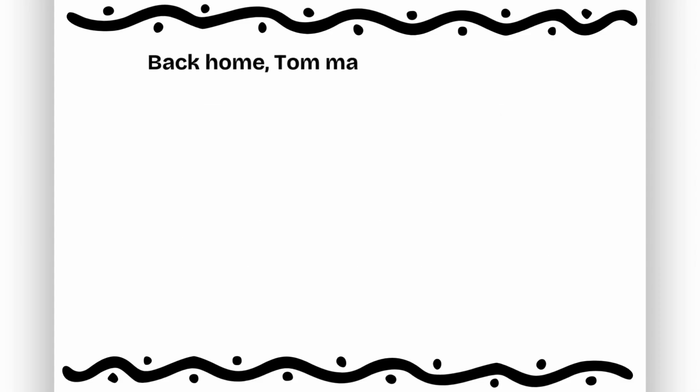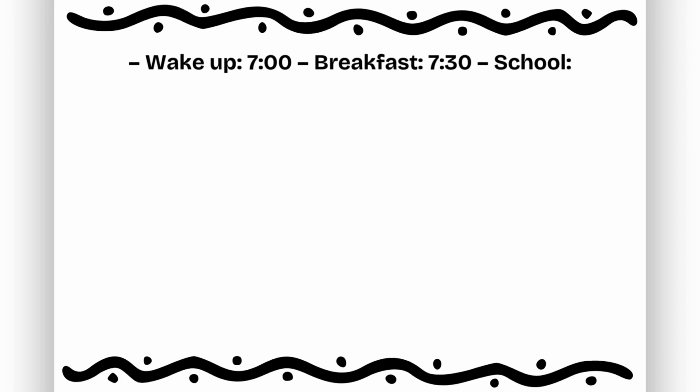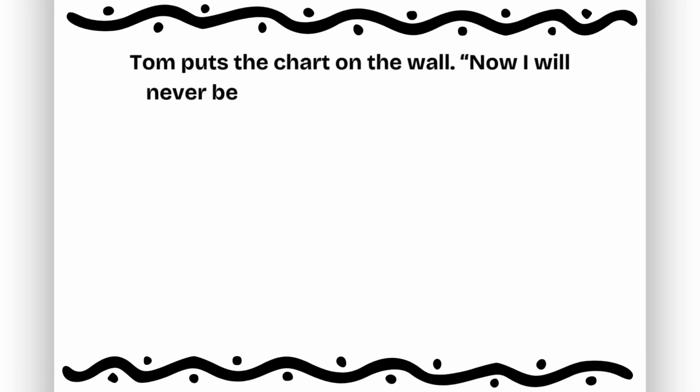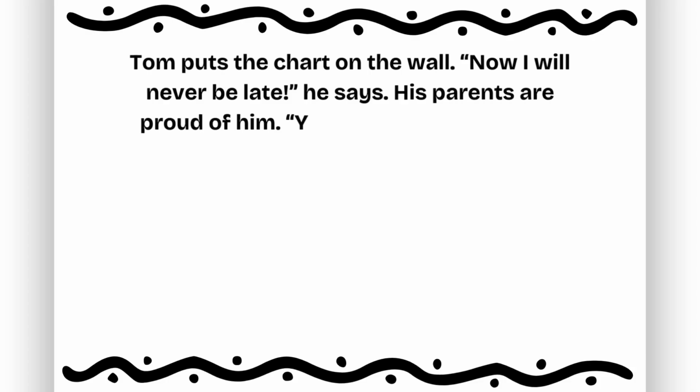Back home, Tom makes a time chart. It says: wake up, 7 o'clock; breakfast, 7:30; school, 8:15; lunch, 1 o'clock; homework, 4 o'clock; dinner, 7 o'clock; bedtime, 9 o'clock. Tom puts the chart on the wall. "Now I will never be late," he says. His parents are proud of him. "You are so good at telling time now."